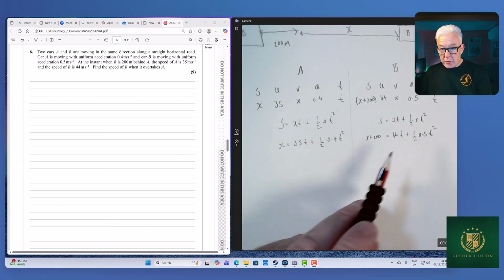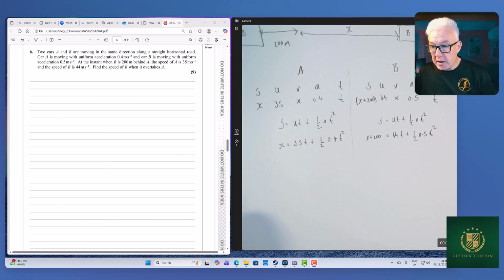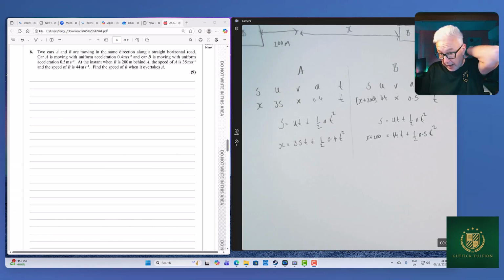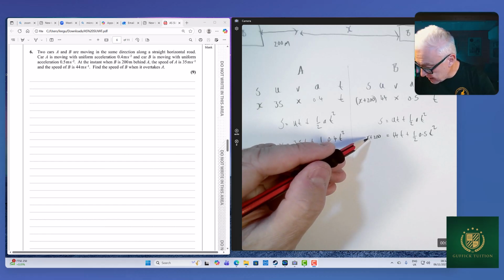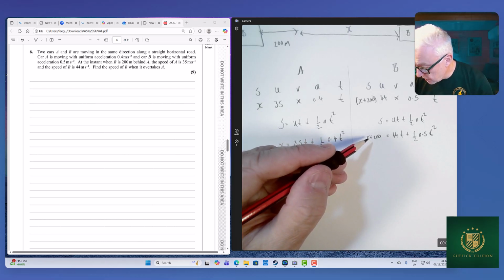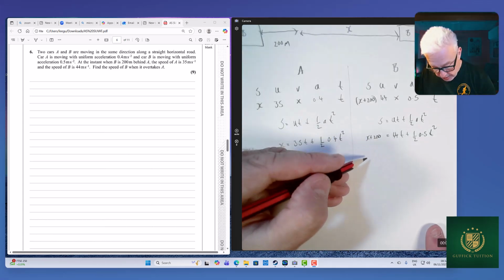Now, if we rearrange these two equations and make them both equal to x, we can put them equal to each other and solve for t. So let's take off 200 from this equation here, and let's see what that gives us.